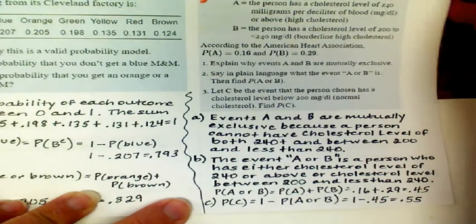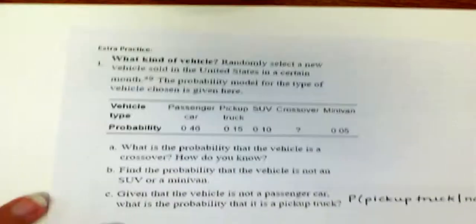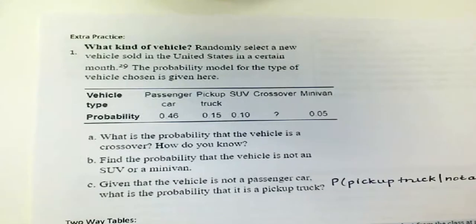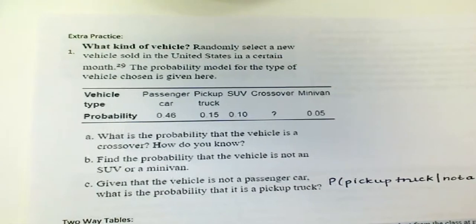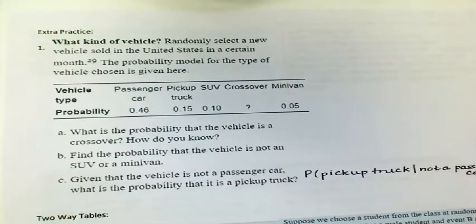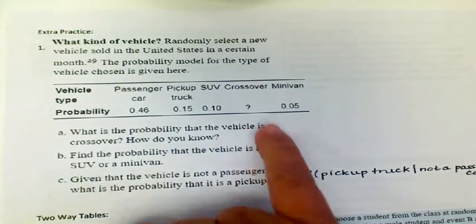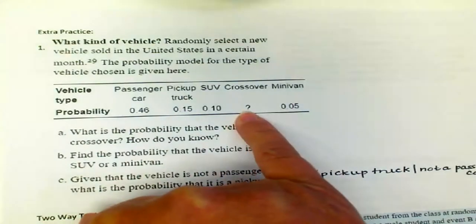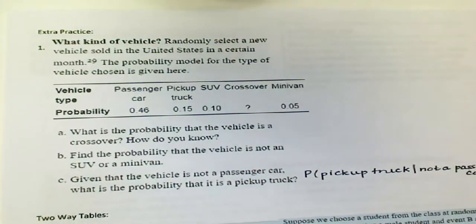All right, so there are some problems using our basic probability rules. We're going to continue on with this. We have some more. What kind of vehicle? Randomly select a new vehicle sold in the U.S. in a certain month. The probability model for the type of vehicle chosen is given here. So you've got passenger car, pickup, SUV, crossover, minivan. What is the probability that the vehicle is a crossover? If you look at your probabilities, you notice that they don't give you that.